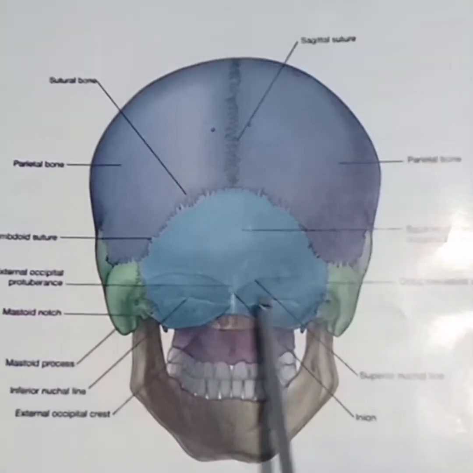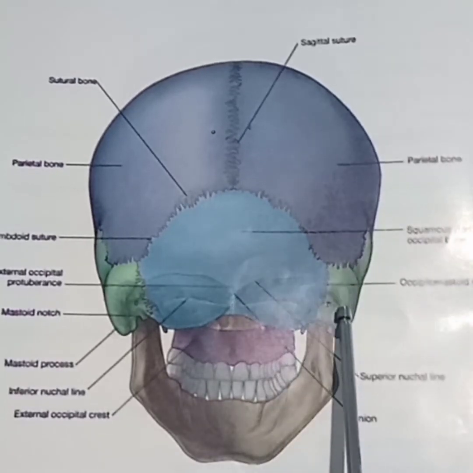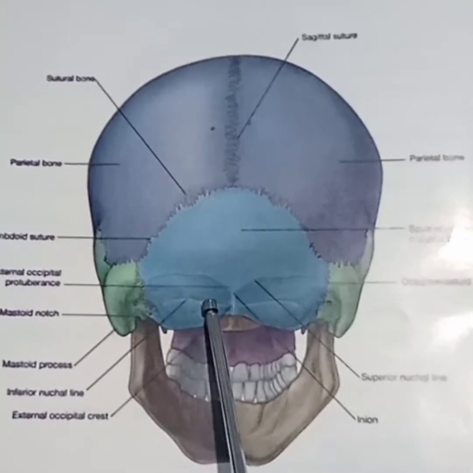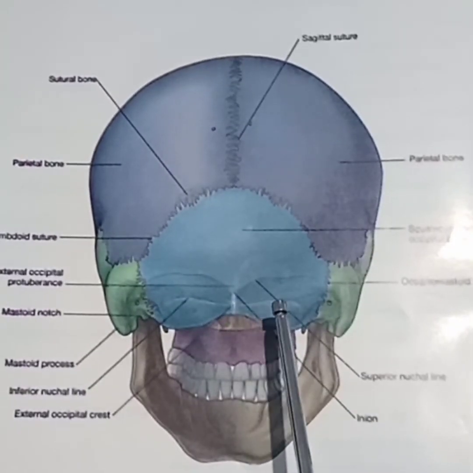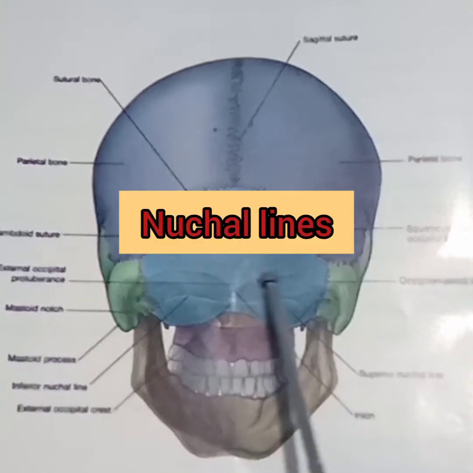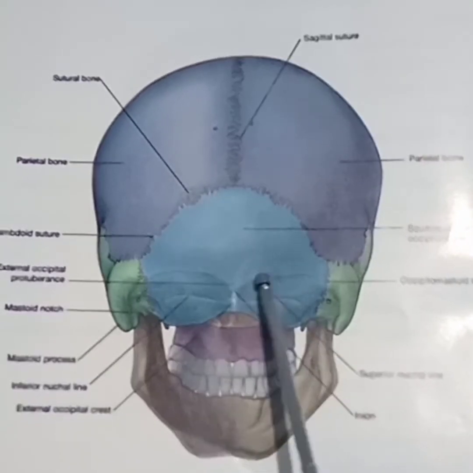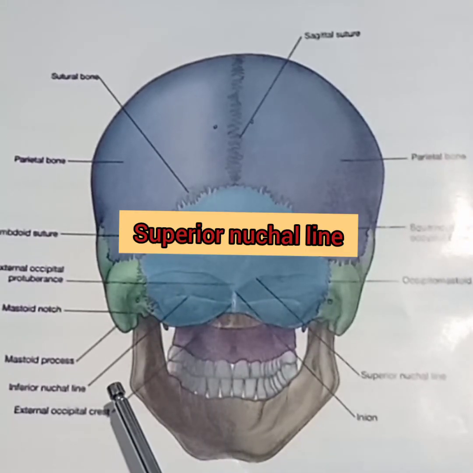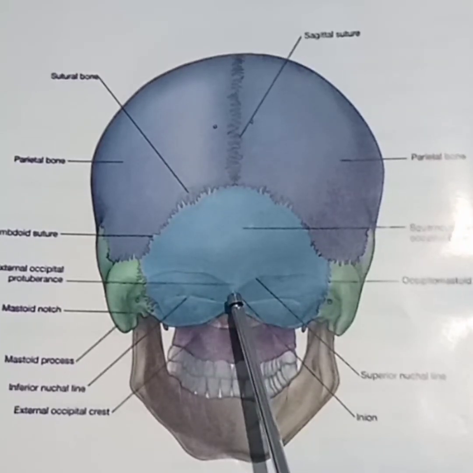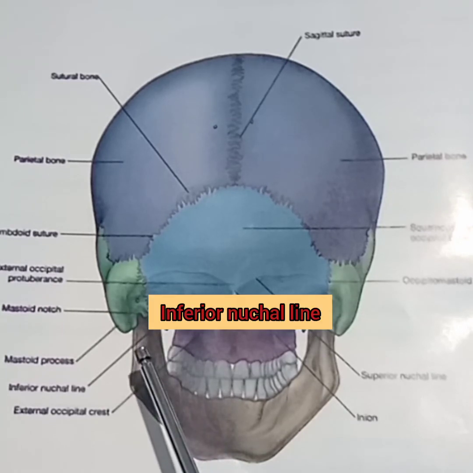We can see at the sides elevated ridges or lines passing laterally towards the mastoid part of the temporal bone. These lines lie in the back of the neck, which is named nuchal region. So they will be named nuchal lines. This line, which passes laterally from the external occipital protuberance, will be named superior nuchal line, while this one, which passes laterally on each side from the middle of the external occipital crest, will be named inferior nuchal line.